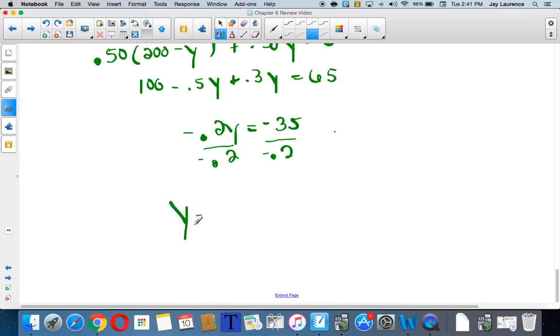And so y, excuse me, is going to equal 175 liters. To get x, I'm going to take x plus y equals 200, subtract off y's value, and I'll get 25 liters. Yeah, there's the story problems.